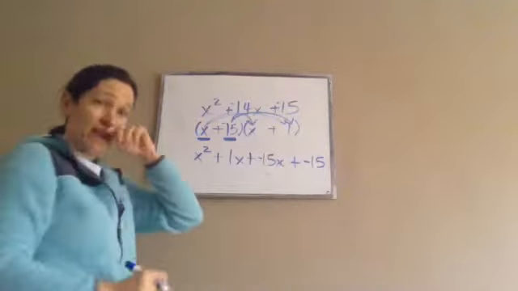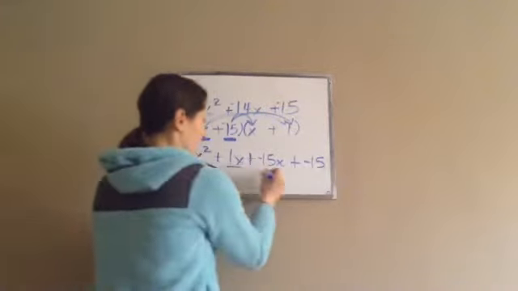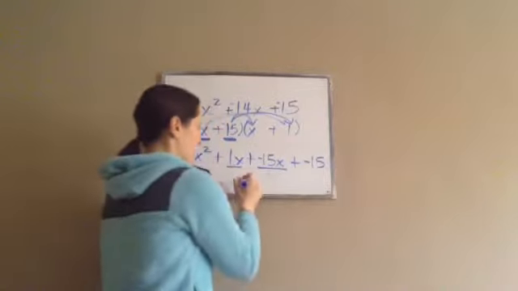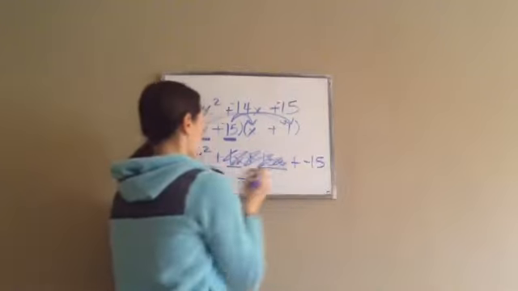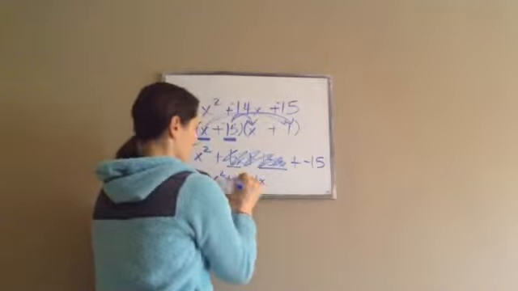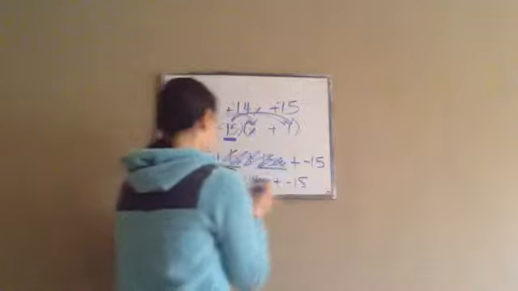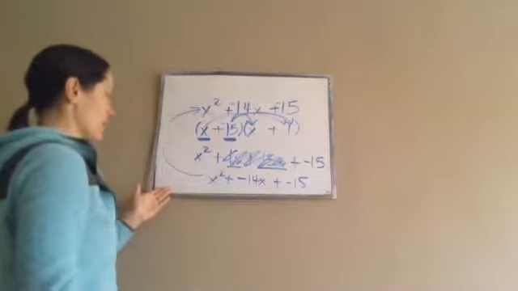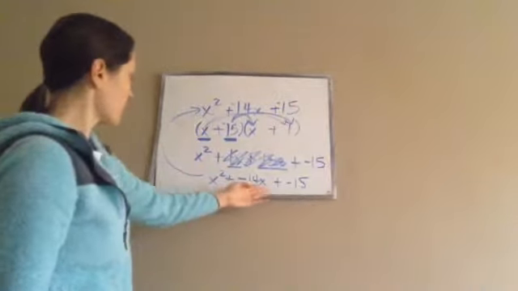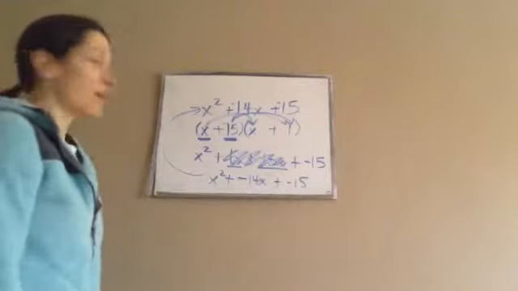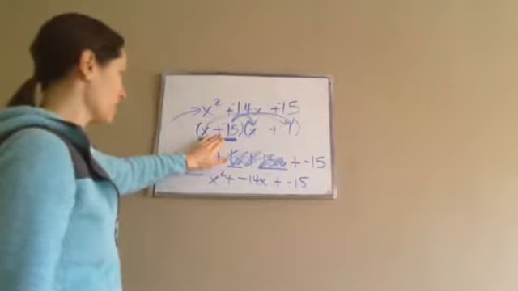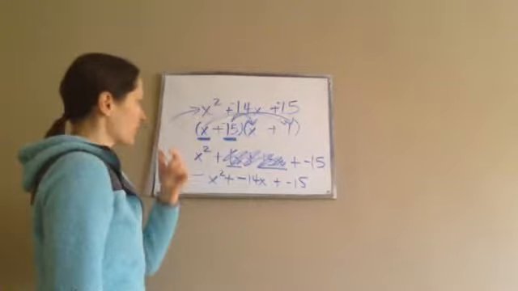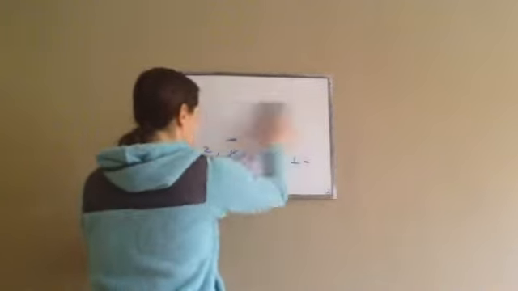Now we take our like terms, 1x and negative 15x, and it makes negative 14x, right? We're done with that. And then we just bring everything else down. Now, you ask yourself, does this match this? X squared plus negative 14x plus negative 15? Yes. That means that these numbers are correct. Okay? So that's all we had to do. Now, let's try another one just to make sure you're getting it.